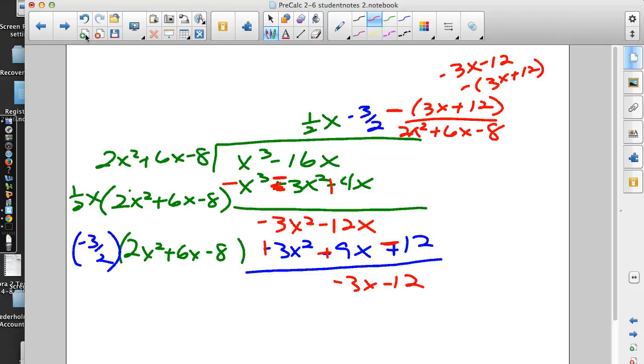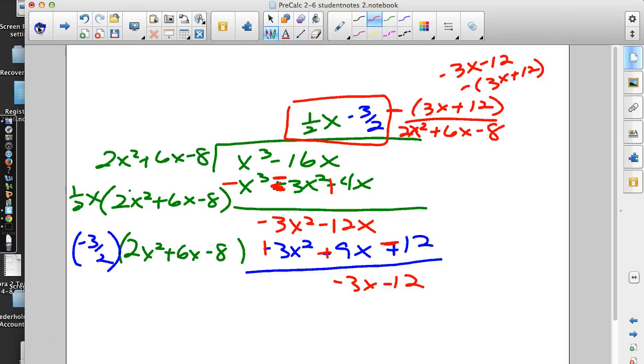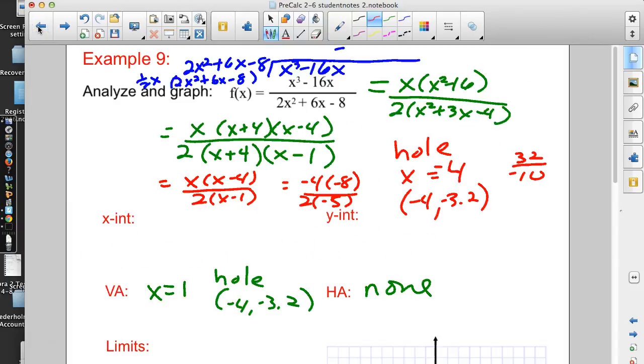But hopefully you're thinking, why are you going to all that trouble? That's not the slant asymptote. The remainder doesn't get used for the slant asymptote. So there's our wonderful slant asymptote for this problem. So we need to find a spot for it. I'll put SA, slant asymptote.